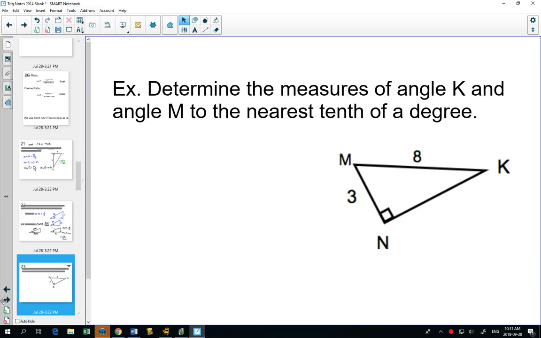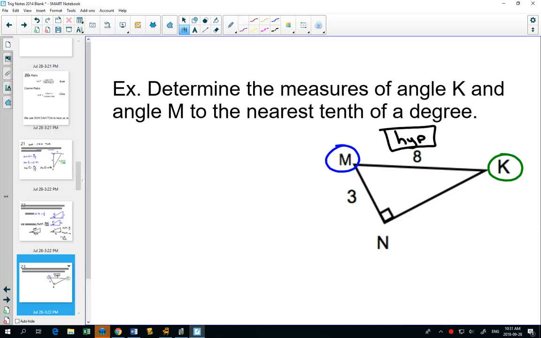So we're going to get triangles, and things are going to be labeled. And this one says, determine the measures of angle K and angle M. So I'm going to color code things here. I'm going to circle K with green, and I'm going to circle M with blue. And in both cases, I'm going to label the 8 as my hypotenuse because it's opposite my 90-degree angle. So the 8 will always be the hypotenuse.